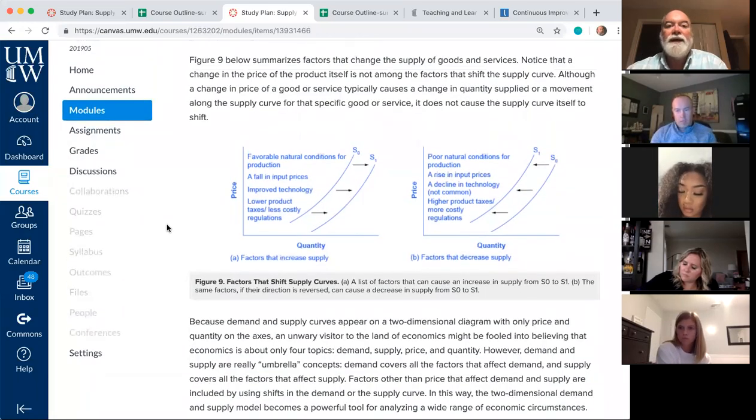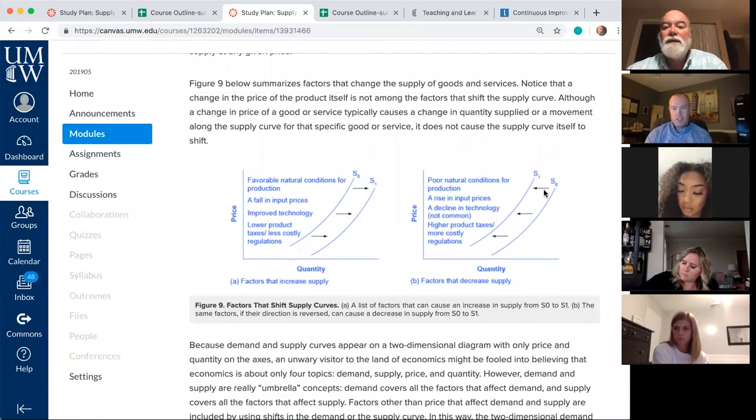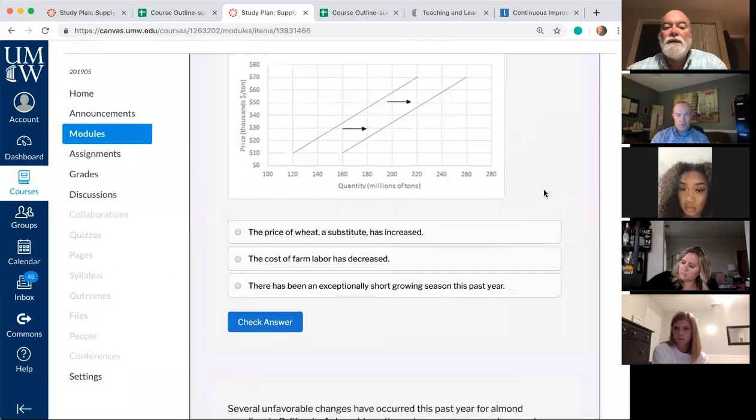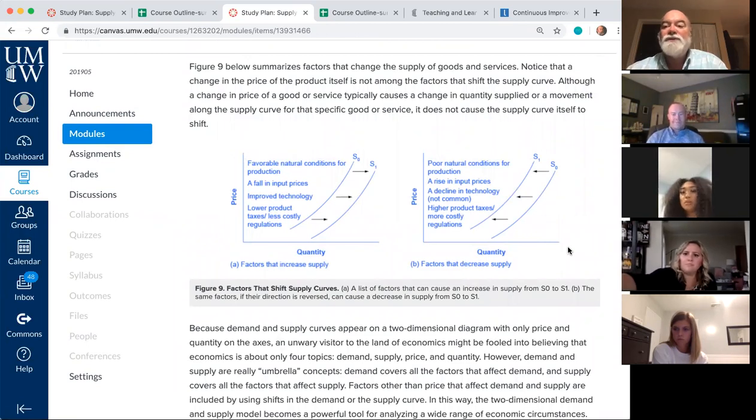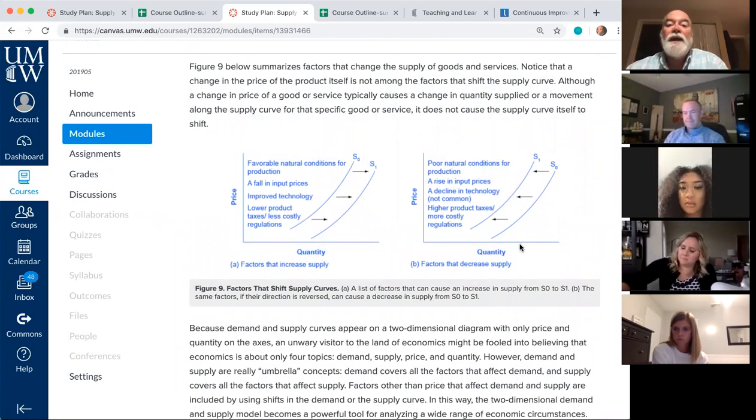Hey, Professor, do you have an easy way to remember the shift factors for both supply and demand? No. Short answer, no. You just have to sort of memorize them. With supply, there are really 2.5 factors. There's changes in production cost and changes in technology. And the half factor is expectations can affect suppliers too, right?